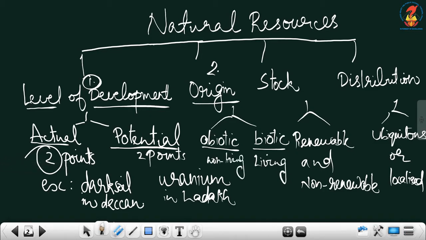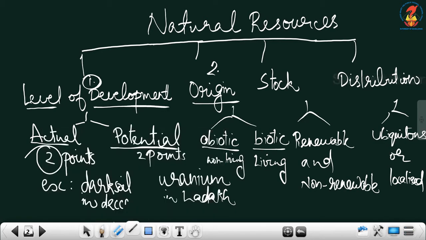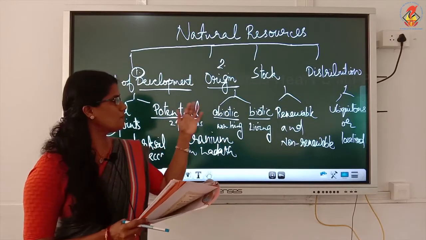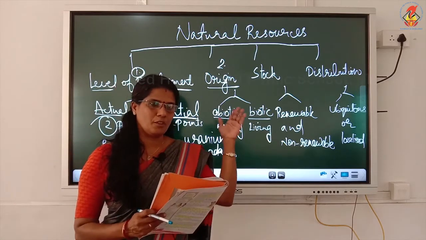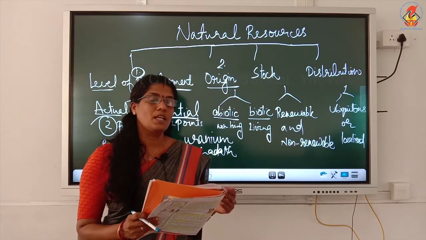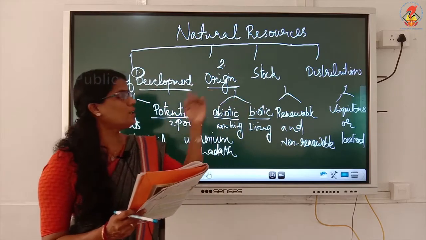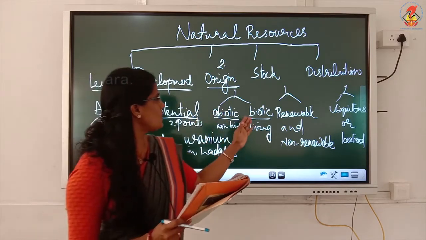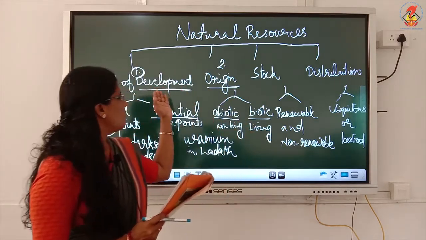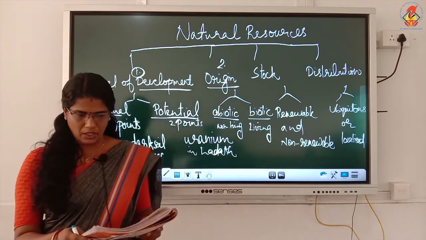Now, stock, renewable and non-renewable, distribution, ubiquitous or localized resources. Hope you all understood this portion. Children, please do underline. You may get a 5 marks question out of this. Classification of natural resources or differentiation for 1 or 2 marks. For 3 marks you can get the differentiation of any 2 natural resources. So, you need to understand properly the differentiation on the basis of level of development, origin, stock and distribution.